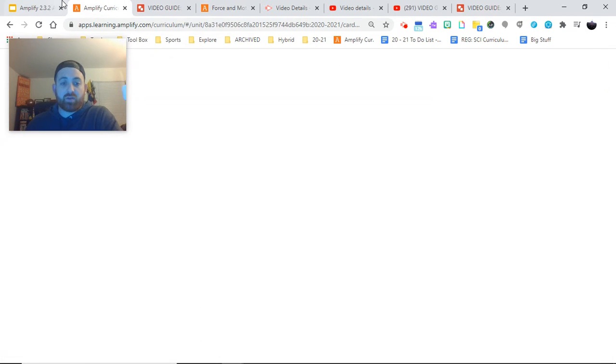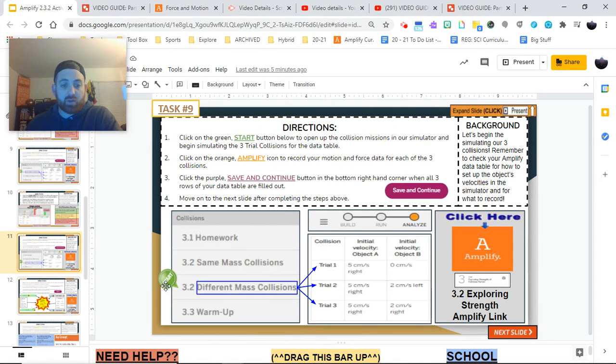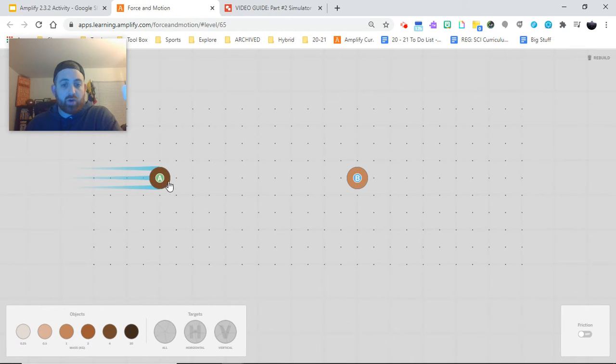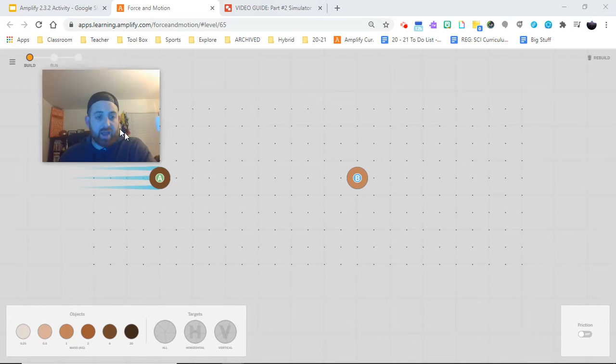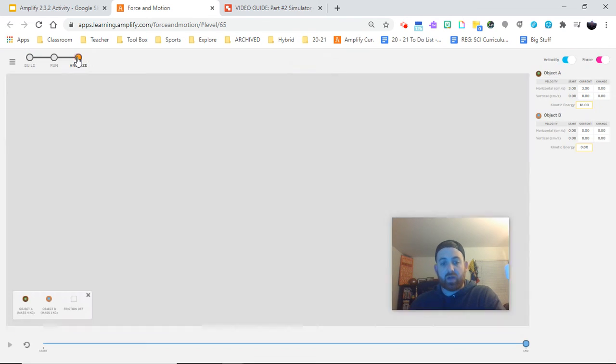Same idea here, folks, okay? When you get into the actual Amplify page, it'll have you start by clicking on the green start. You'll have different masses for your collision in this case, and you'll notice object A and B will have our different masses. We're going to apply the correct velocities and such. We're going to run it, and we're going to analyze it.